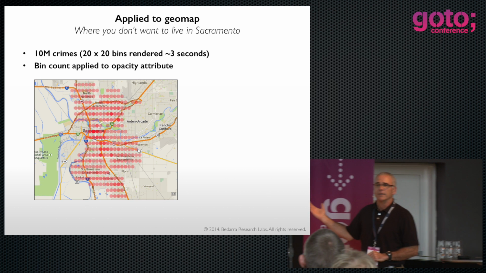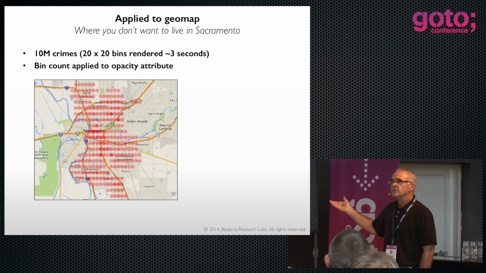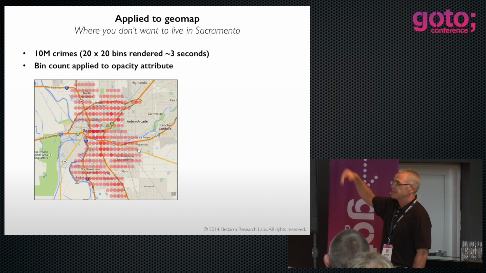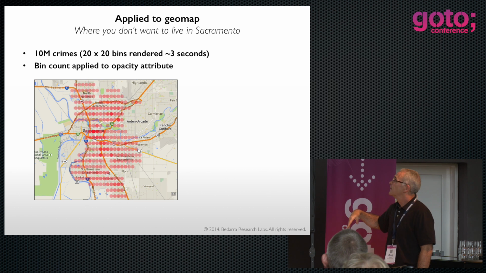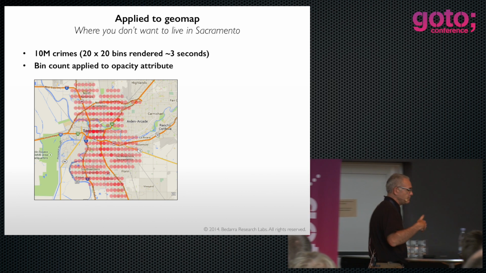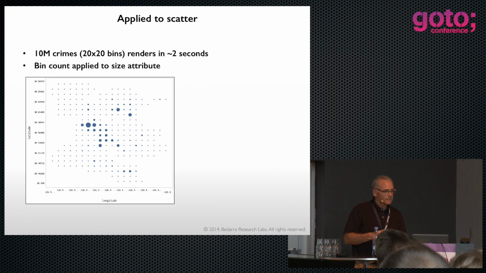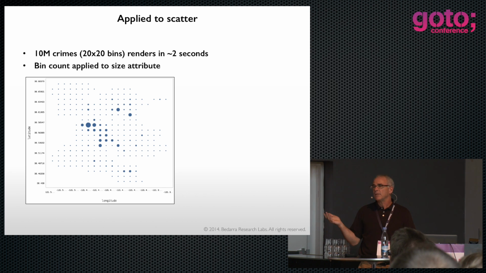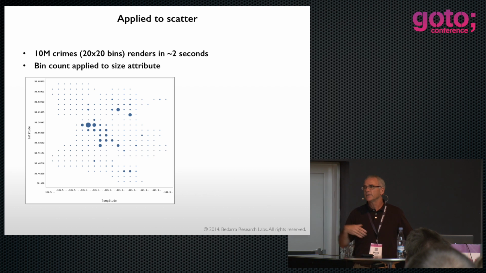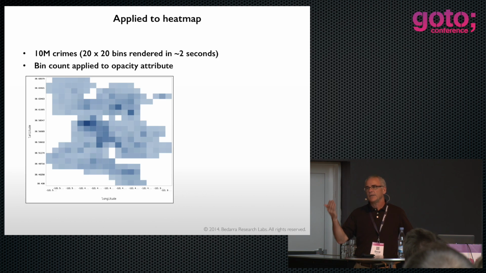And the nice thing is I can apply this to opacity, and so I can show you where you don't want to live in Sacramento. Here we are looking at 10 million crime records in Sacramento, and we can easily see where we don't want to live. That's just applying bin counts to opacity. And here we are doing a scatter, and we're now applying the same logic to size. And here we are doing it again, doing a heat map in opacity.